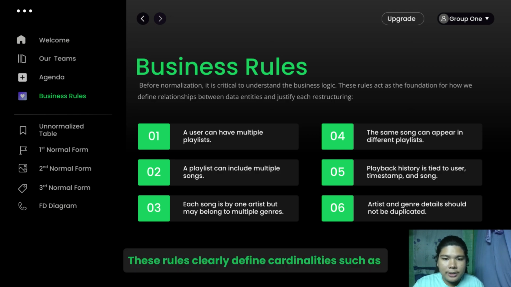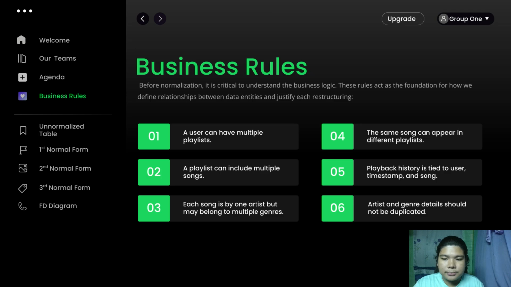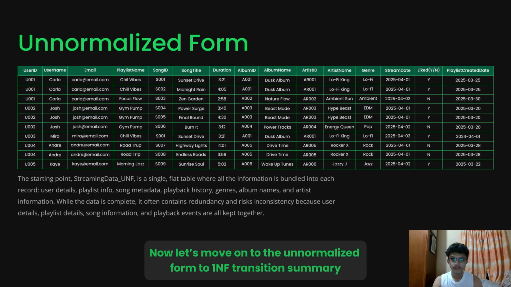These rules clearly define cardinalities such as one-to-many and many-to-many relationships, and guide how entities must be separated and linked across the database structure. Now let's move on to the unnormalized form to 1NF transition summary.